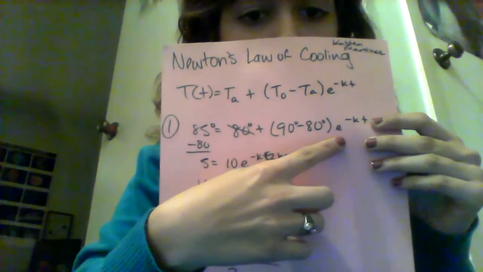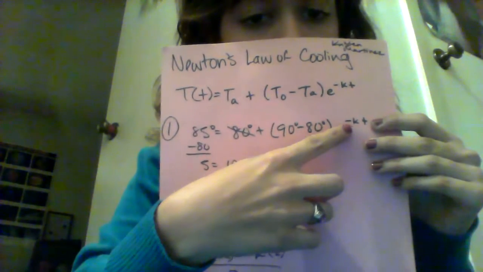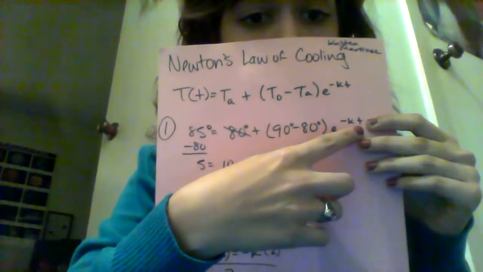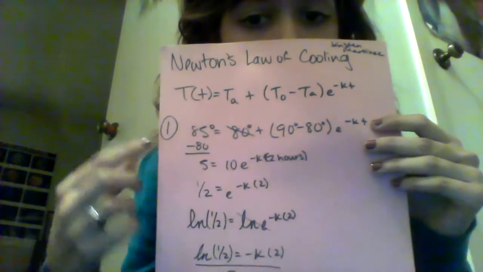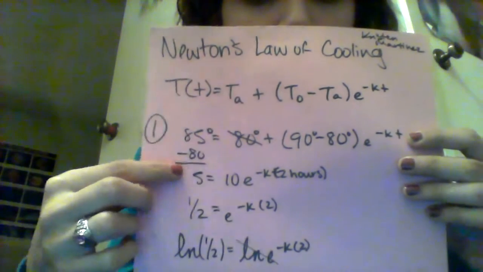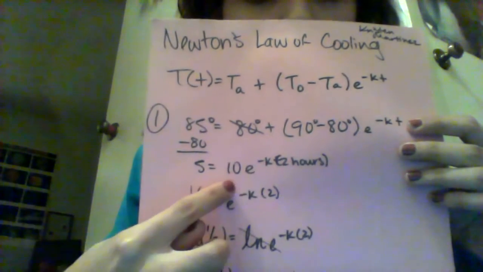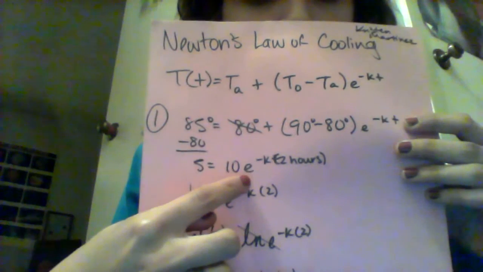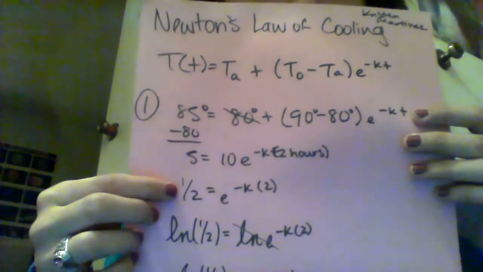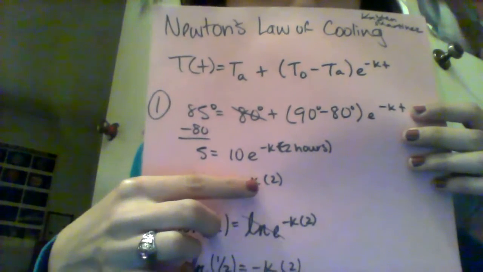And then you're going to multiply it by e to the power of our decay coefficient, which is going to be a negative number, times T, which is time, and it's going to be 2 hours. And then you're going to take away the 80 to even it out, which leaves us with 5 on one side, and 10 on the other. 90 minus 80 equals 10. You multiply that by e to the negative K times 2 hours. That gives us a half on this side when you divide by 10, which leaves you with e to the negative K times 2.